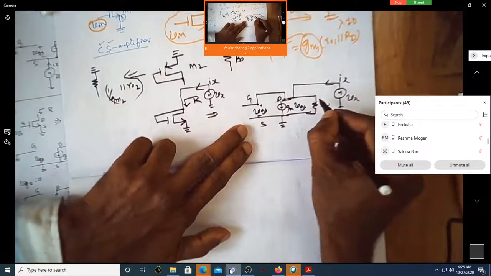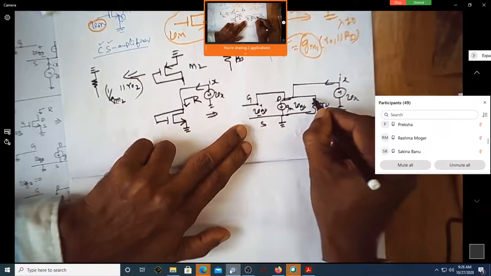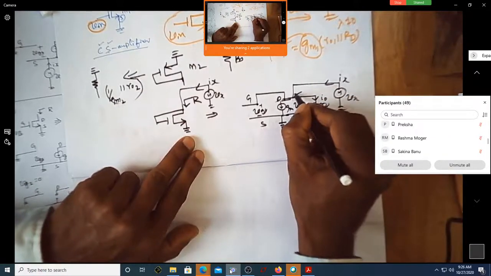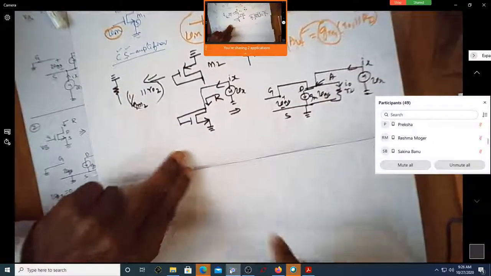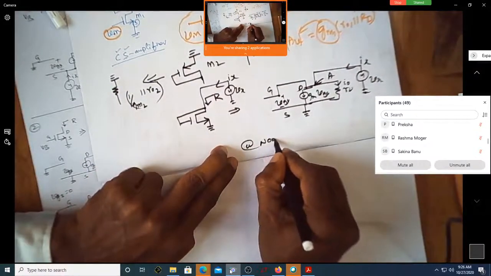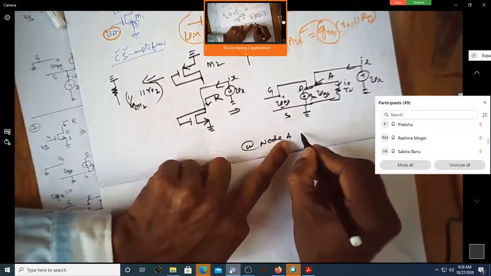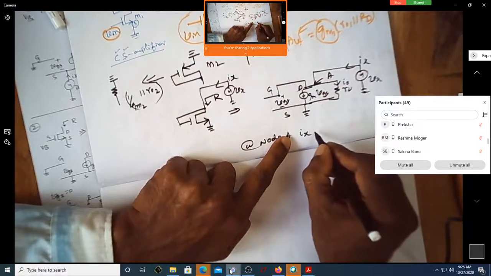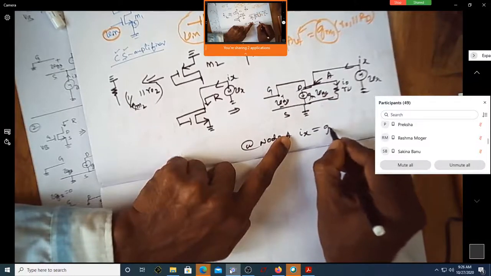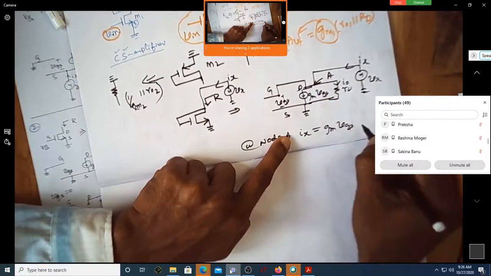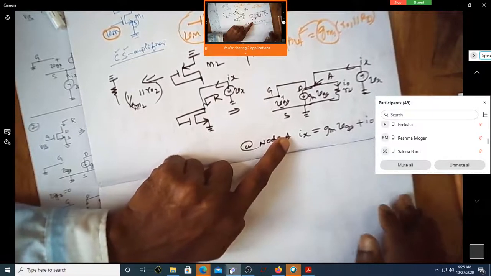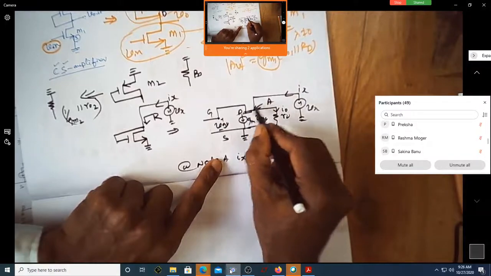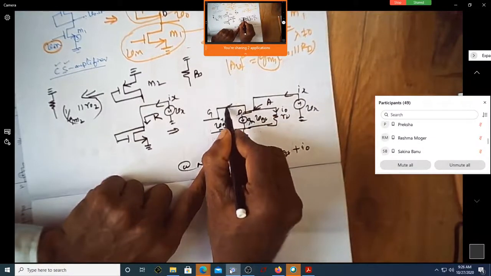Now, let us try to write a KCL at this point. Let me write it as I naught. So at node A, Ix is the current that is entering this node, and the currents leaving are gm into VGS plus I naught. Am I correct? These two are the currents which are leaving this node. How about the current that is going this side?